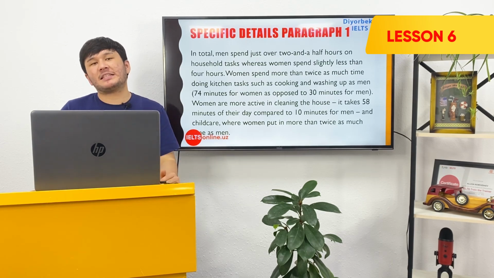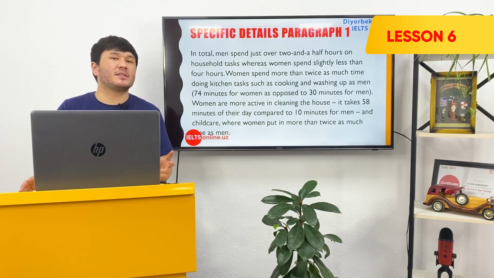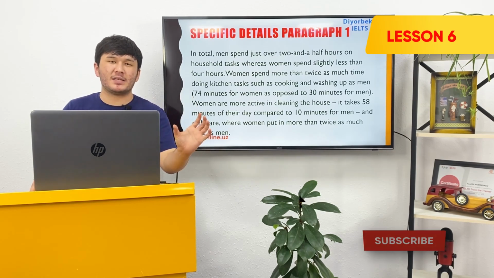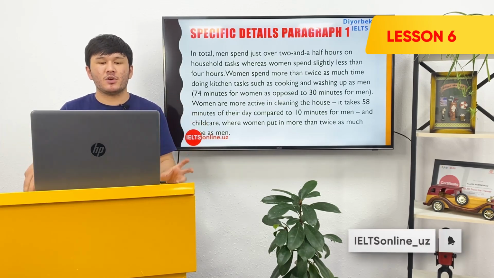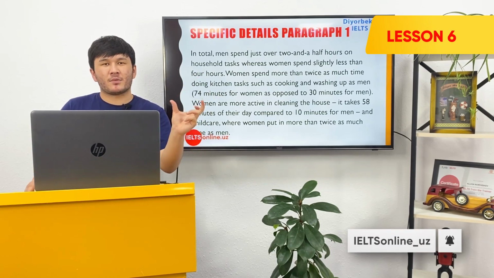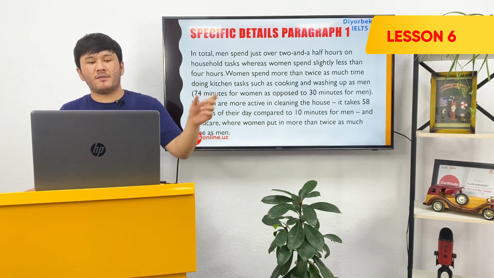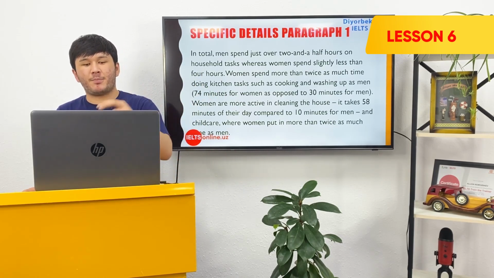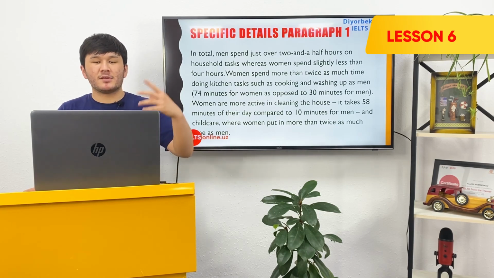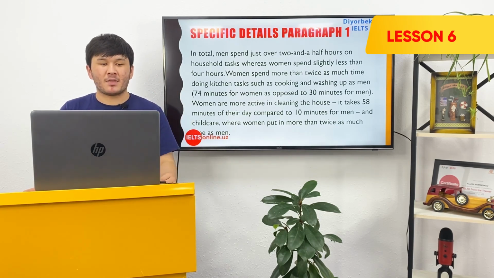In that same lesson, we learned how to add statistics. When you want to talk about two items with opposite trend, we usually use X as opposed to or compared to then Y. So we're going to do the same. 74 minutes for women as opposed to, I could have used compared to as well, 30 minutes for men.